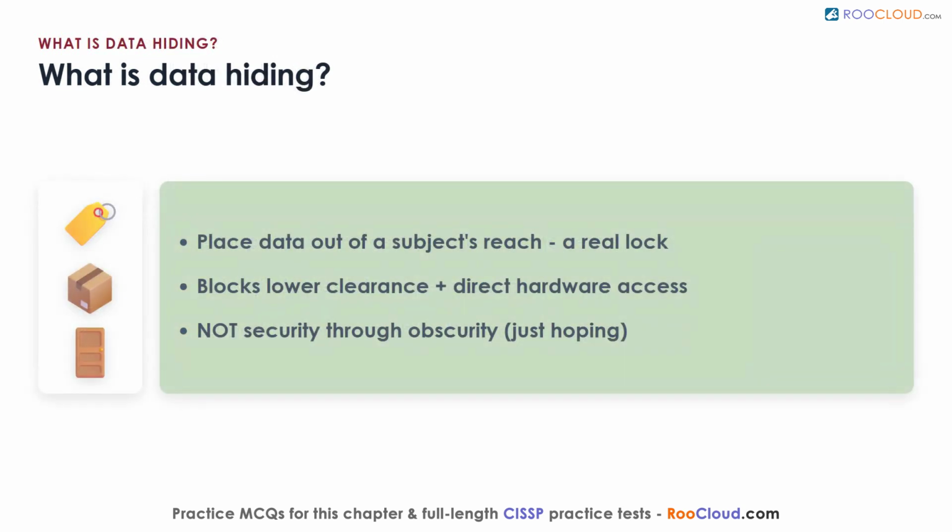What is data hiding? It is deliberately placing data where a subject cannot see it or reach it. This is stronger than merely keeping something out of sight. The subject is genuinely blocked from the compartment. It might keep a low-clearance user away from higher classified files, or stop an application from poking directly at hardware. Do not confuse it with security through obscurity, which just hopes nobody stumbles onto an unprotected secret. Obscurity is digital hide and seek with no real lock. Data hiding is a real lock. Think of storing sensitive files in a vault that certain staff cannot even open.